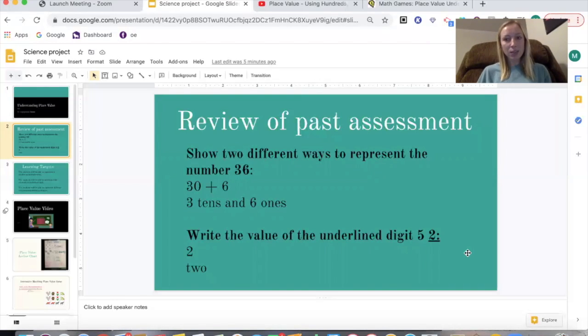There was a last question on our assessment, but I did not put it on this review of the past assessment for a reason. That's because that's something that we struggled with, and that's something we're going to go over today and hopefully learn and feel much more confident in the question that was at the end of our past assessment.